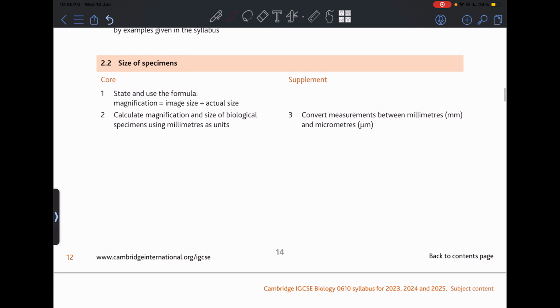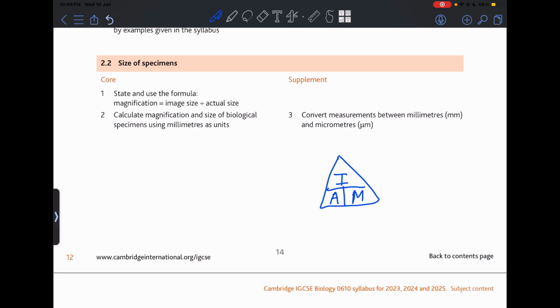Now, 2.2, the size of specimens. I've explained this in my paper 6 video if you want to watch it. This is basically the I-A-M triangle that I've explained before. This is used to calculate the actual size of an image, or the magnification, or the image size. So this is very important both for core students and extended students, because you're going to use this in paper 6. As I told you in the beginning of the video, paper 6 is taken by both core and extended students. So you have to know this stuff.